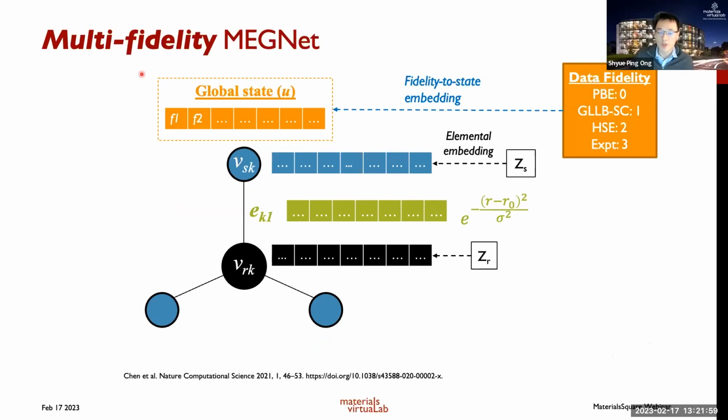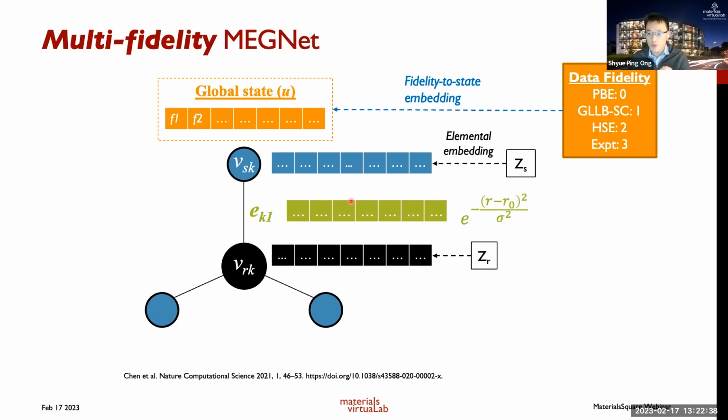So the kind of model that we came up with is what is called multi-fidelity MEGNet models, okay? What we do is label each piece of data with the corresponding fidelity information. For example, if it is PBE, we assign a value of 0. If it is HSE, we assign a value of 2. If it is experimental, we assign a value of 3. And we embed that data fidelity information into the global state vector, okay? That fidelity embedding is actually learned by the model itself. Other than that, the rest of the MEGNet model remains exactly the same as before, okay?